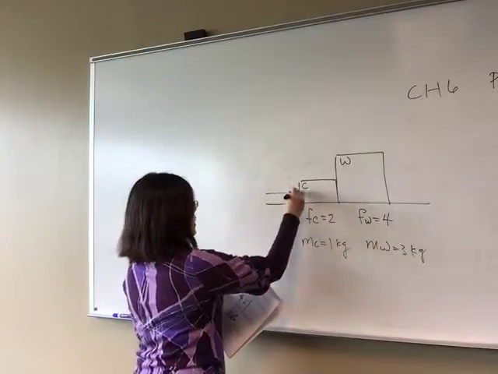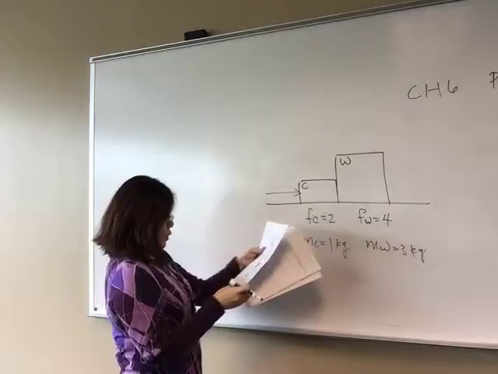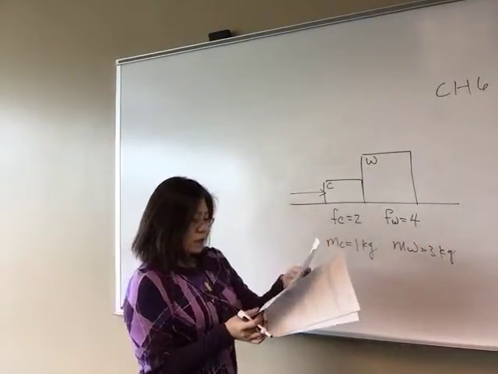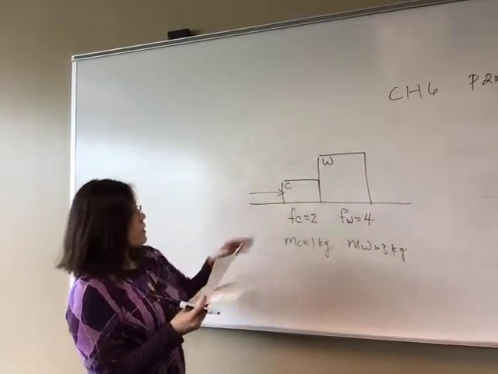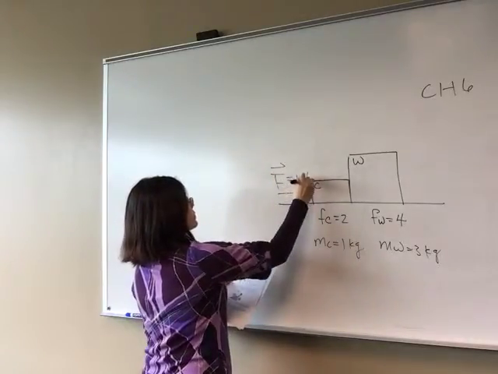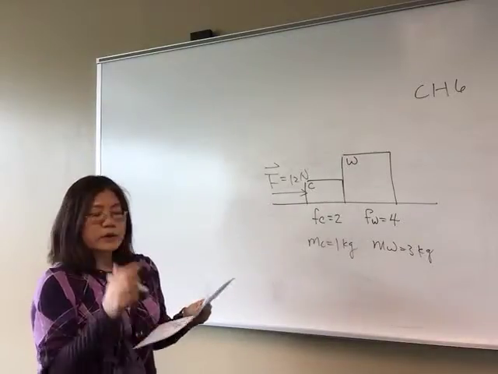So you have the force applied on the left, and the magnitude of the friction force on the Cheerio is 2 Newton. And the magnitude of the friction force on the Wheaties is 4 Newton. And the magnitude of this force is 12 Newton. Then what is the magnitude of the force on the Wheaties from the Cheerio box?